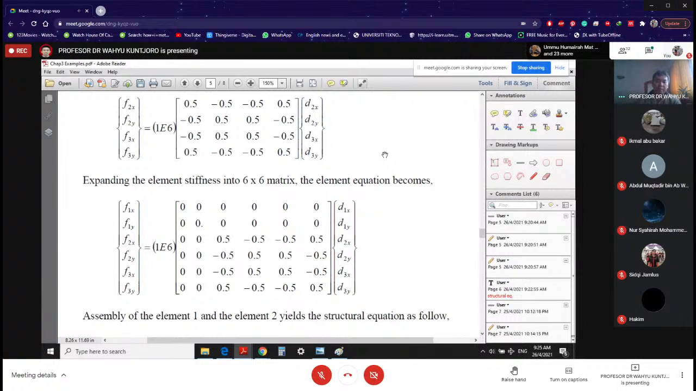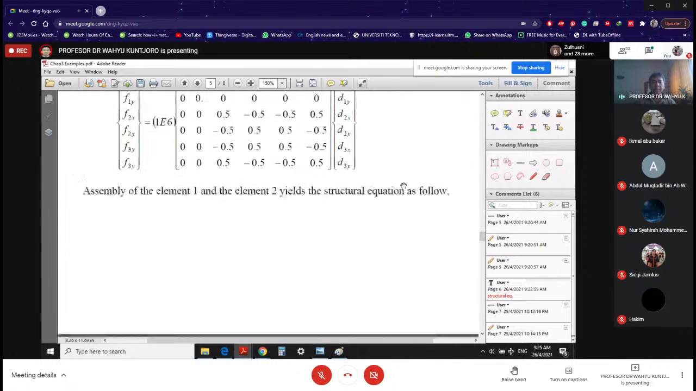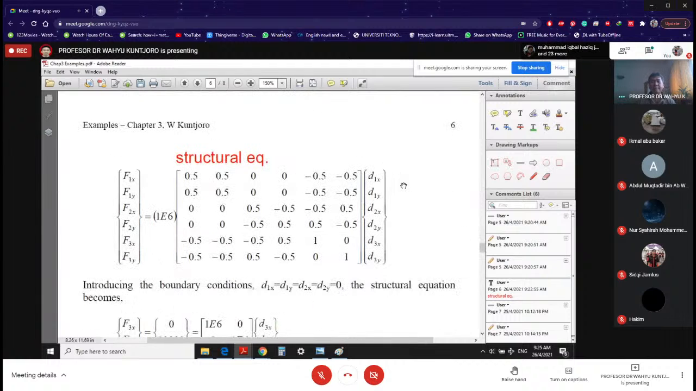Okay? Right. So now once you do the expansion, your job next is to combine. You combine element 1 and element 2 after expansion. Then that's what you have, 6 by 6. So you need to really look at this example for you to be able to understand fully the truss analysis. So now we arrive at the structural equation, and it is 6 by 6.